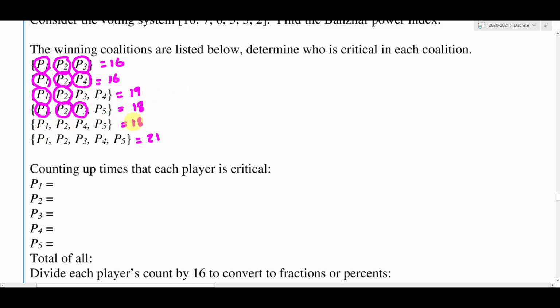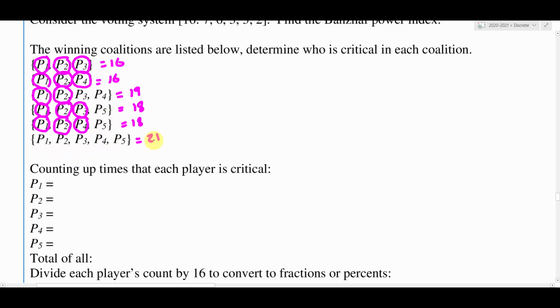All right, going on to the next one. 18 again, so again, more than 2 means you are critical. Player 1 has 7, so they're critical. Player 2 has 6, so they're critical. Player 4 has 3, so they are critical. But player 5, again, is not critical, only 2 votes. All right, now let's look at this last one. We have 21 votes.